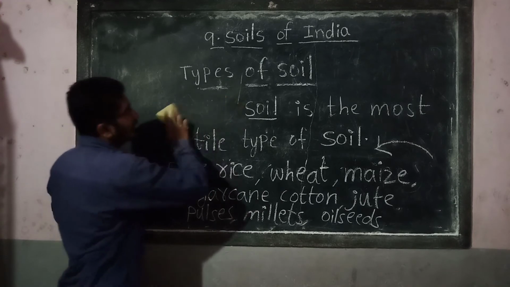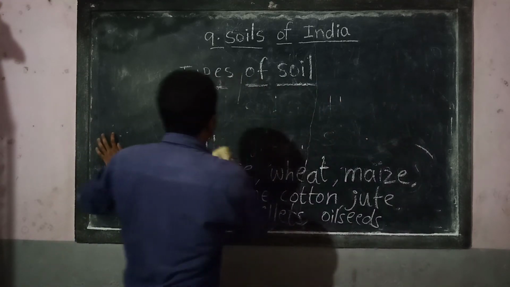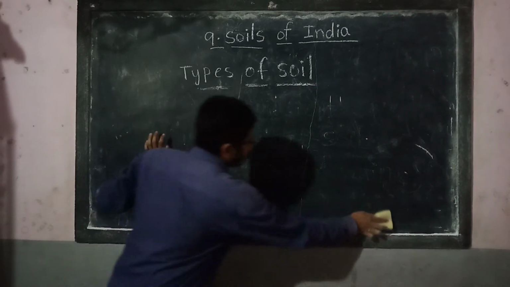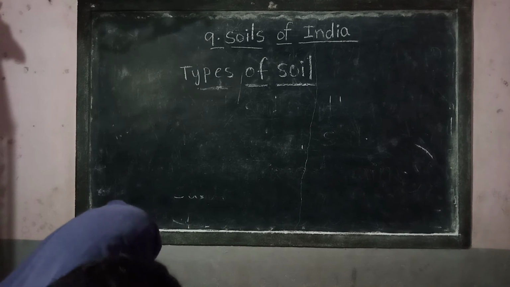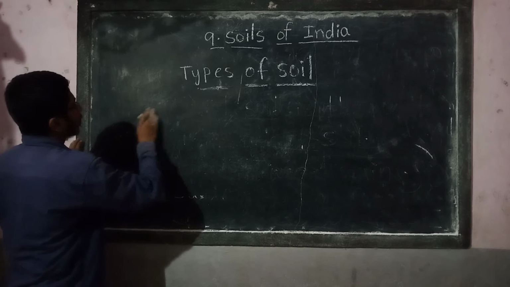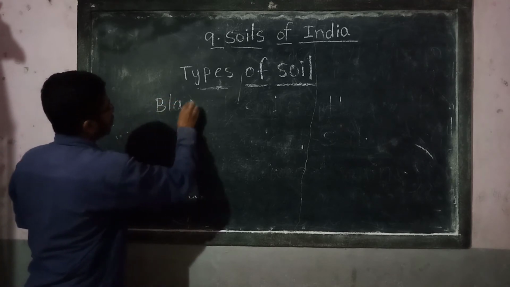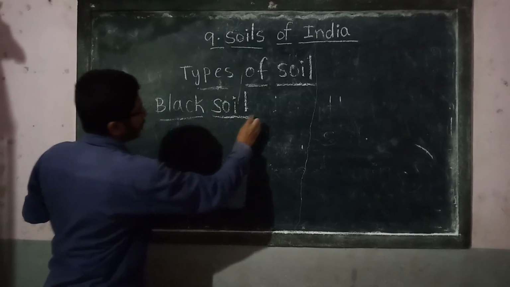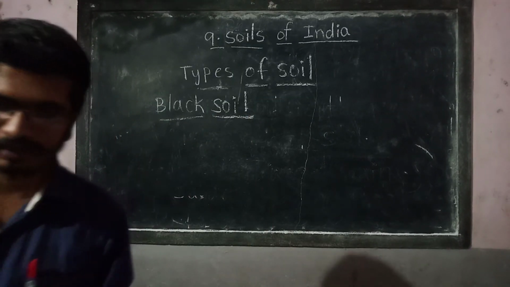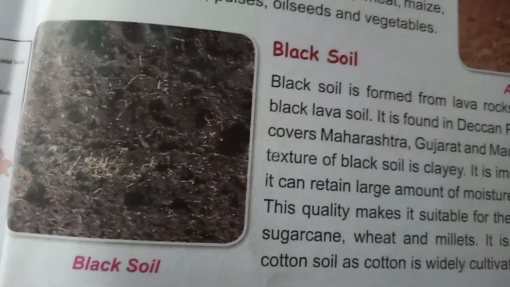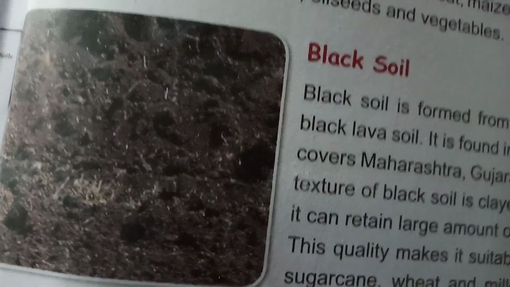Now we will learn about the second type of soil. That is black soil. What is it? Black soil. You can see in the picture first. See the picture in the textbook. Here you can see the black soil in the picture.